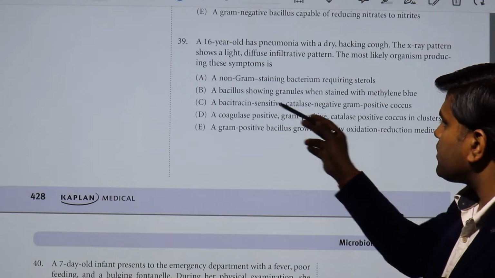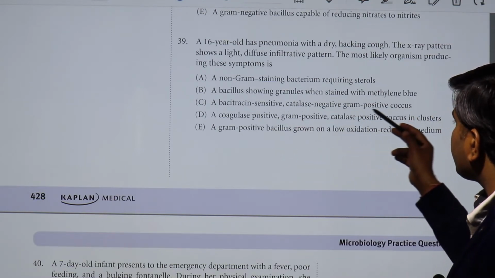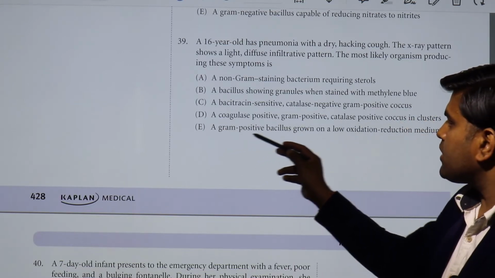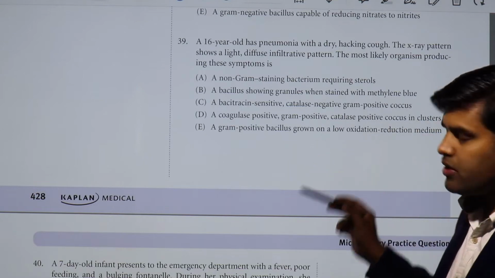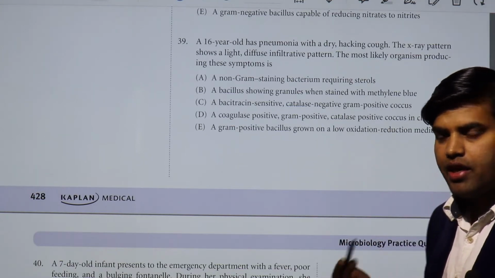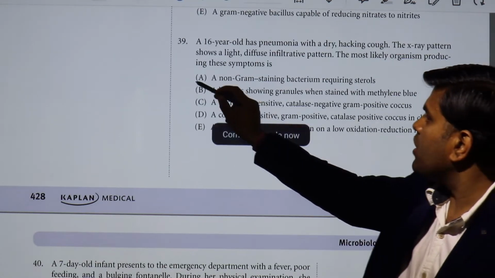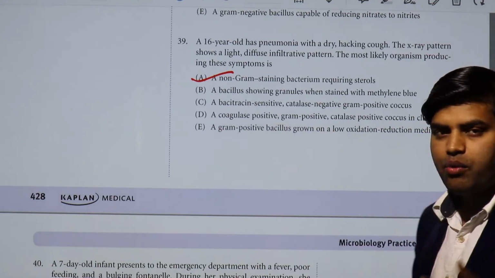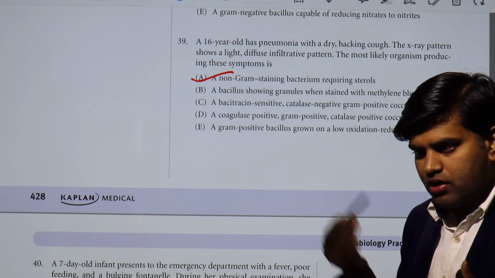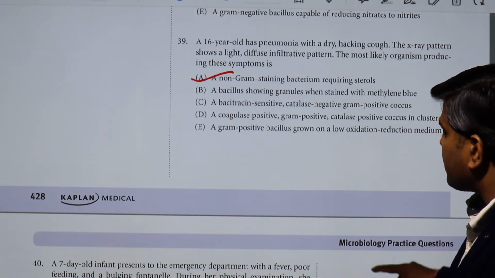Let's see the other options. The bacillus showing granules when stained with methylene blue, no. Bacillus sensitive, catalase negative gram-positive coccus, no. Coagulase positive, gram positive, we are not related to gram positive. This is gram-positive bacilli, nothing related to this. This was Mycoplasma pneumoniae, which doesn't have a cell wall, so this is not a gram staining thing. Since they are not gram staining, your answer will be a non-gram staining bacteria requiring sterols, because Mycoplasma contain high cholesterol in their cell membrane, but they cannot synthesize this, so they require sterols for growth.